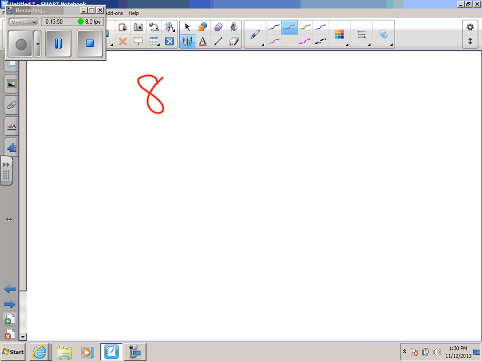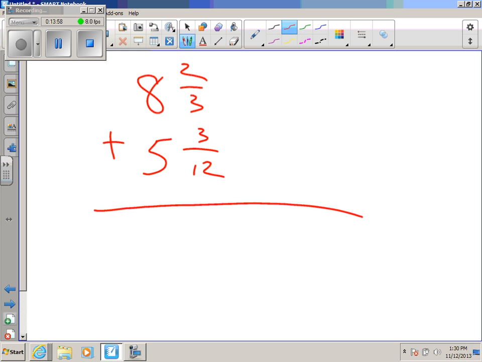17, 8 and 2/3 plus 5 and 3/12. Okay. Now, one thing I want you to be aware of: if you see within any of your problems, when you're adding, subtracting, multiplying, dividing, whatever it is with your fractions, that something can be simplified, is it okay to simplify it now? Yes. What can be simplified? 3/12 to what? How about 1/4?